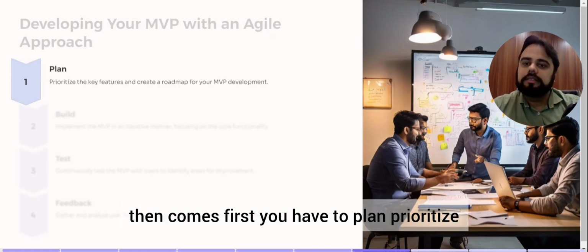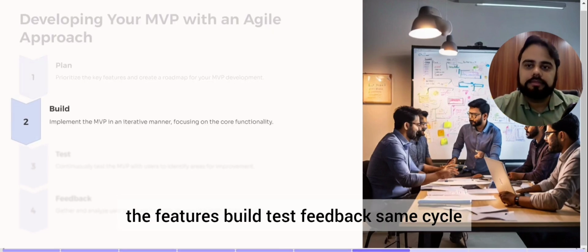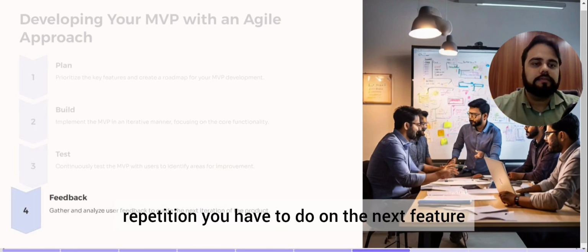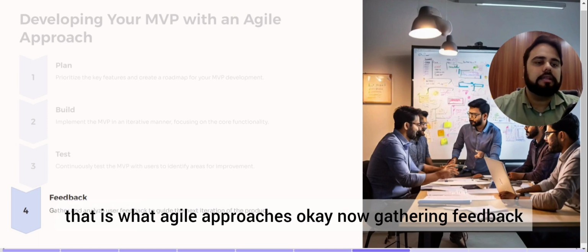Okay, then comes first you have to plan, prioritize the features, build, test, feedback. Same cycle, repetition you have to do on the next feature, next set of features. That is what agile approach is.